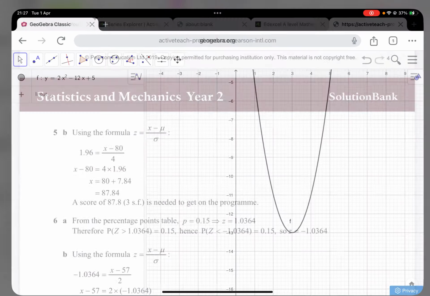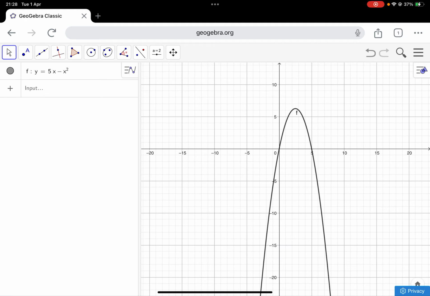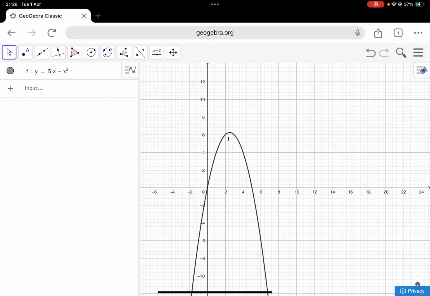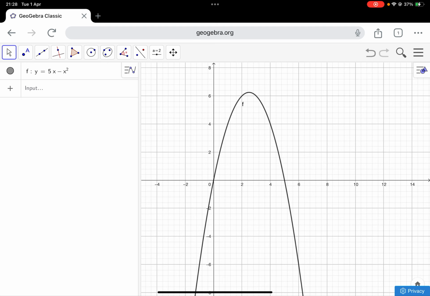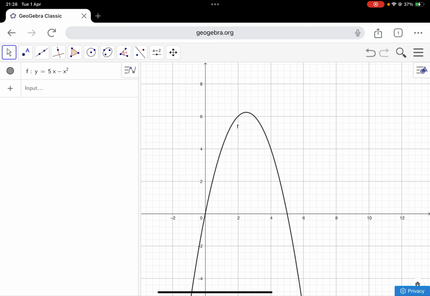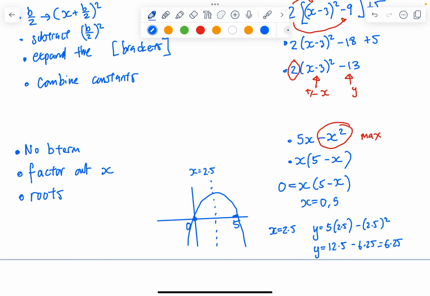And again, if we look at a graph of this, this will show us whether we're right or not. So y is equal to 5x minus x squared. There we go. So we've got an upside down, a frowny quadratic. And you can see that our maximum point is here at 2.5, 6.25, as we thought. Hope that helps.